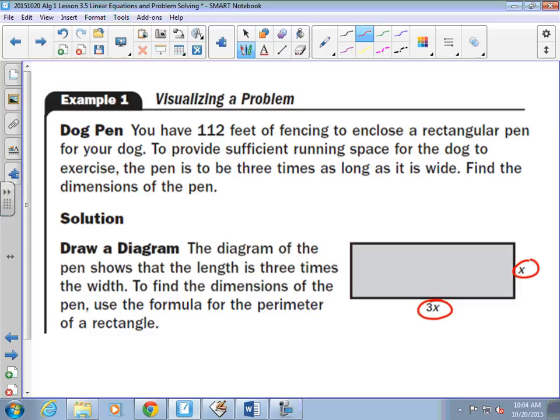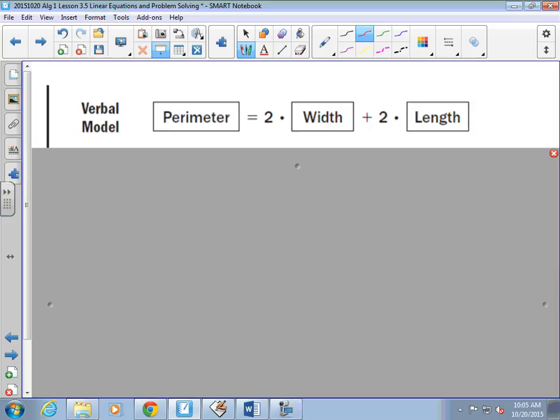To find the dimensions, use the formula for the perimeter of a rectangle. We know what the formula for the perimeter is. Perimeter is the distance all the way around. It's length plus width, or 2 times the length plus 2 times the width. That's a formula you're very familiar with, even if you don't recognize it right away. 2 length plus 2 width. Remember, it doesn't matter what order you add and multiply in. So it just has 2 width times 2 length.